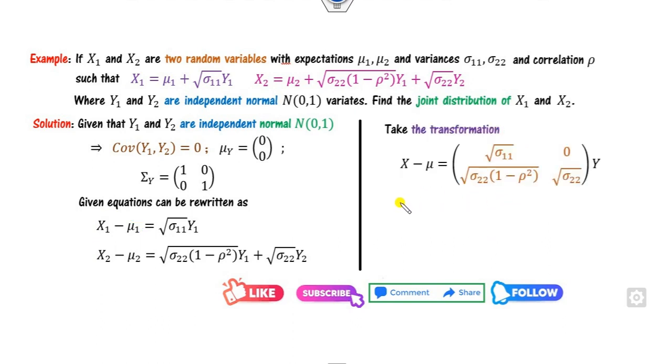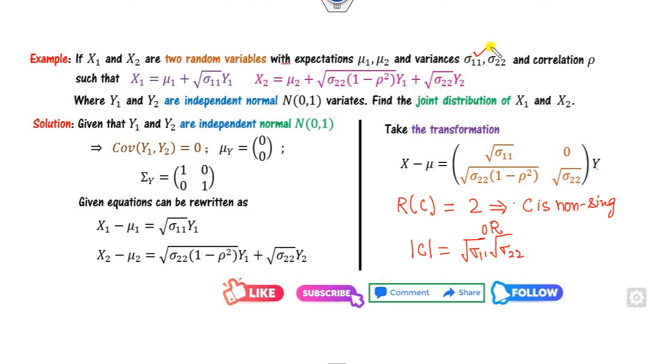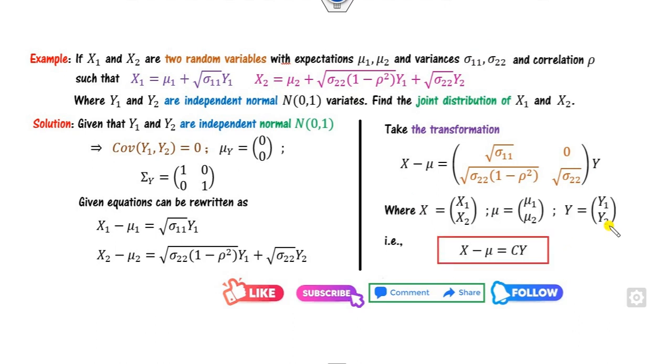Fine. Now to check what is the rank of the C. So clearly say that 2 non-zero rows, and it is equal to the number of the y1 and y2. That means C is my non-singular. Or you can also see what is the determinant of the C. It will be sigma 1, 1, sigma 2, 2, and both are my variances which can never be 0. So therefore C is my non-singular. Fine. So you can say C is my non-singular.